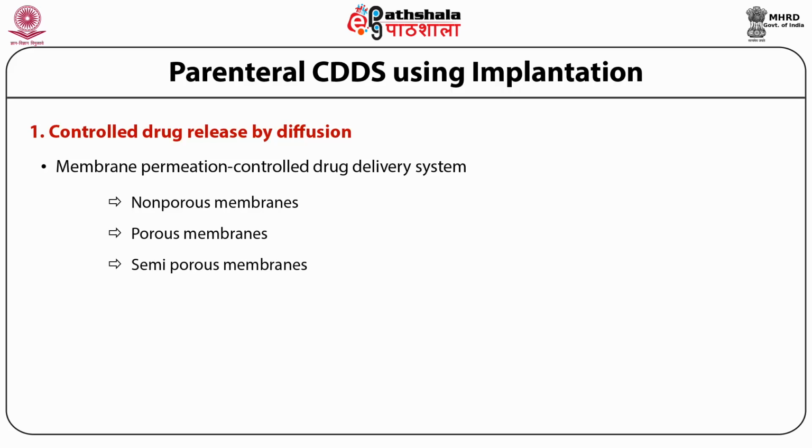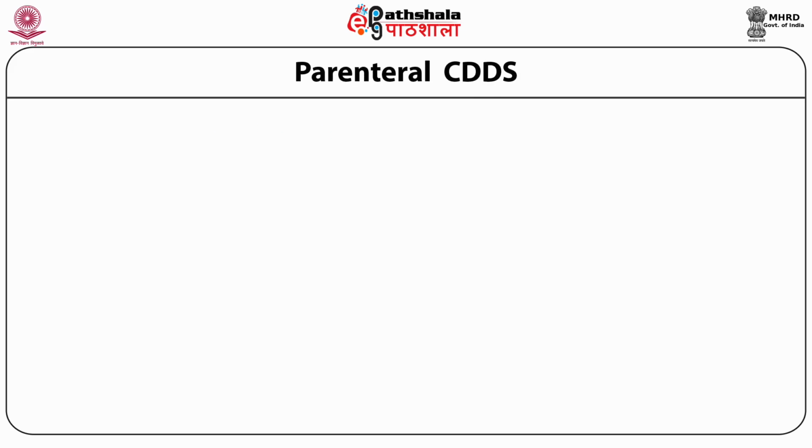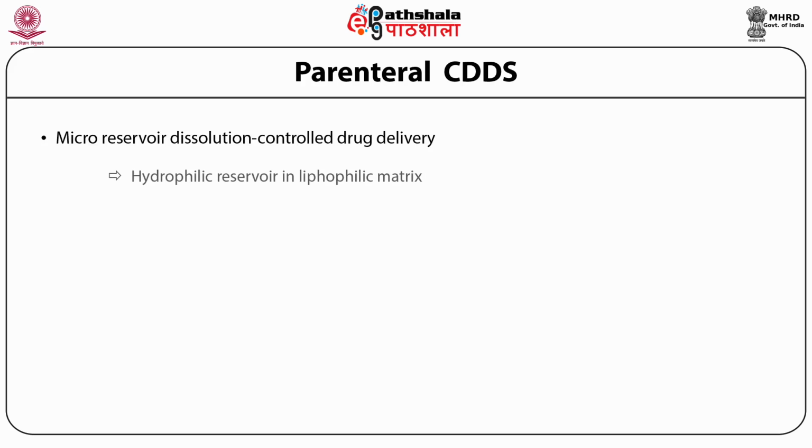The second variety could be the matrix diffusion controlled drug delivery, which can make use of the lipophilic polymers, hydrophilic polymers and the porous polymers. Additionally, we can have micro-reservoir dissolution controlled drug delivery, which might use hydrophilic reservoir in a lipophilic matrix and a reverse lipophilic reservoir in hydrophilic matrix.